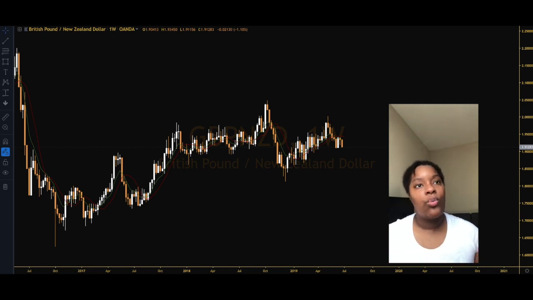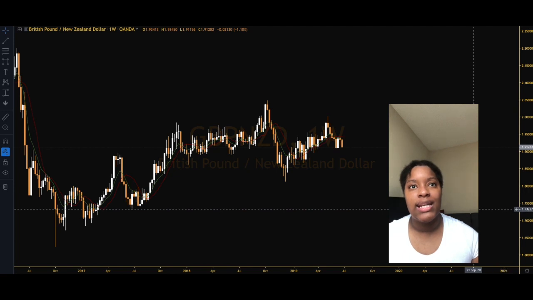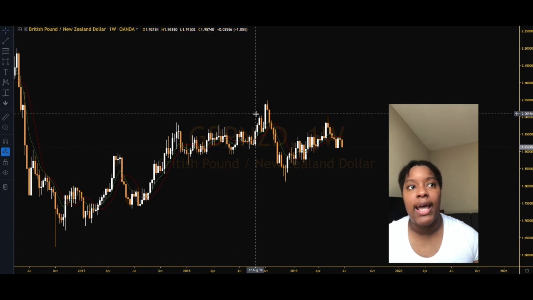SLFX_trading. So right now we're taking a look here at pound New Zealand dollar on the weekly time frame. And what we really need to notice is that price has been in an uptrend just here in this area here, okay? So we've been slightly pushing up forward.